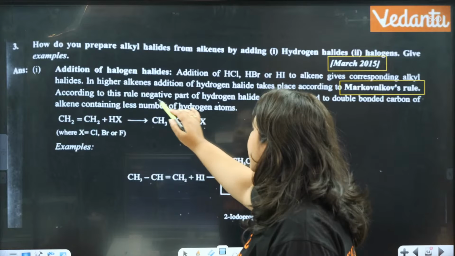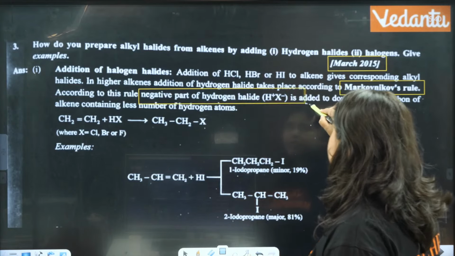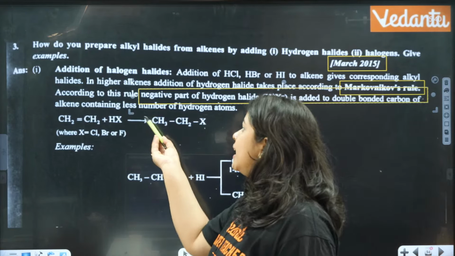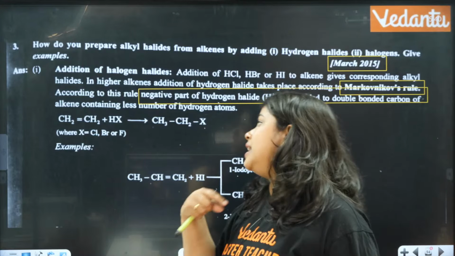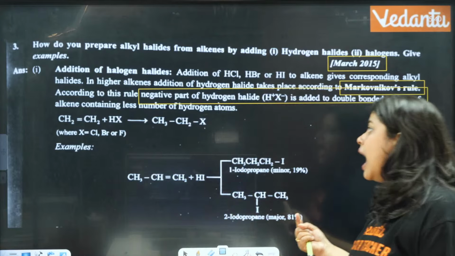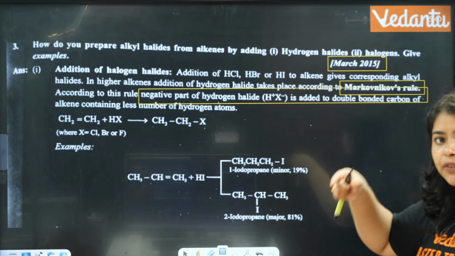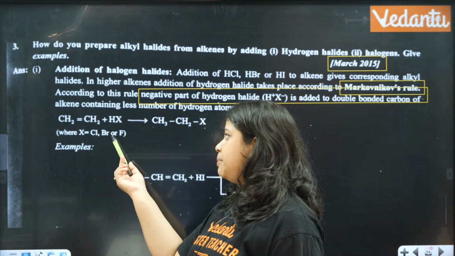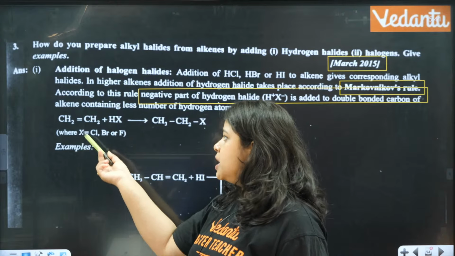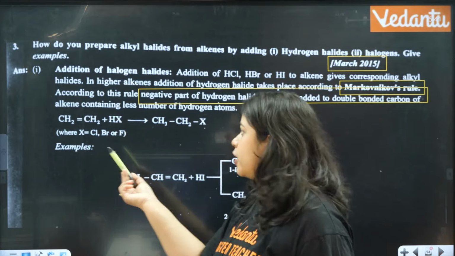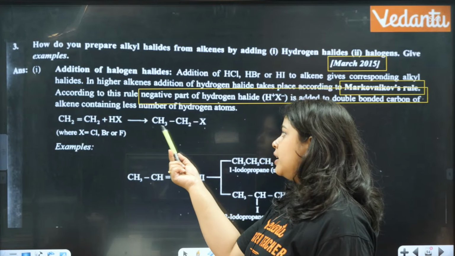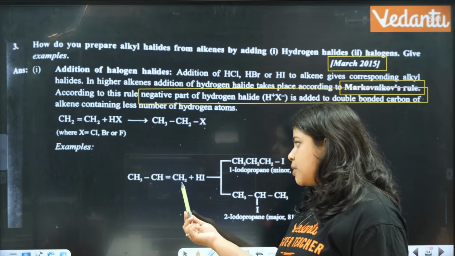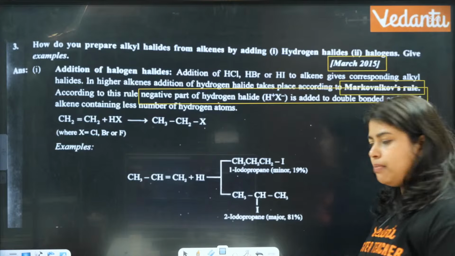According to this rule, the negative part of the hydrogen halide, that is H plus X minus, is added to the double bonded carbon of the alkene containing fewer hydrogen atoms. So where fewer hydrogen atoms are present, the negative part is added there. For example, X can be Cl, Br or F, a functional group. CH2 double bond CH2 plus HX gives CH3 CH2 X. Another example: CH3 CH double bond CH2 plus HI.